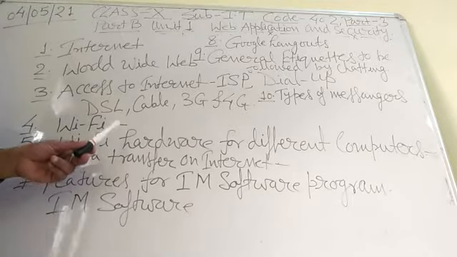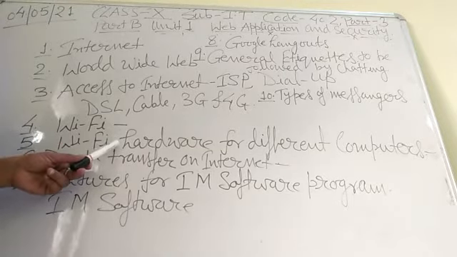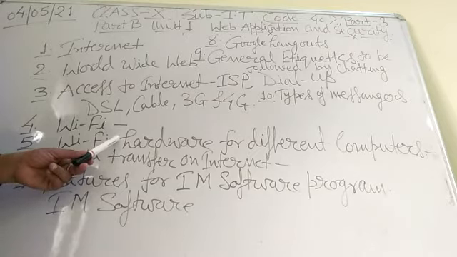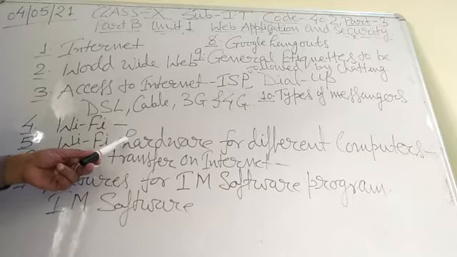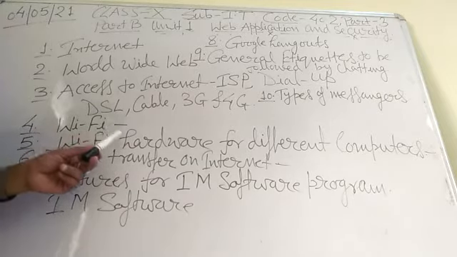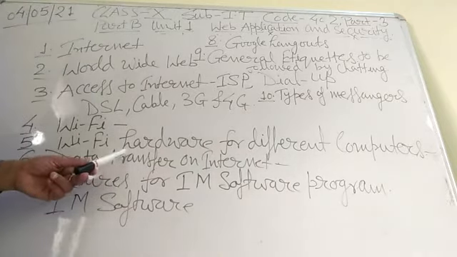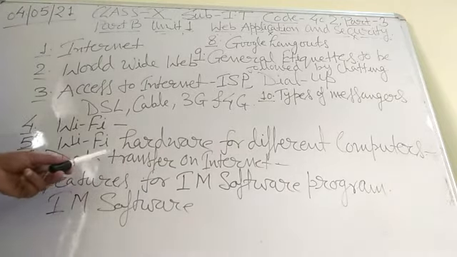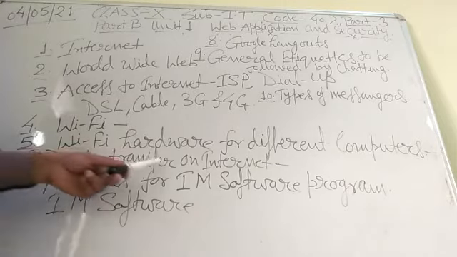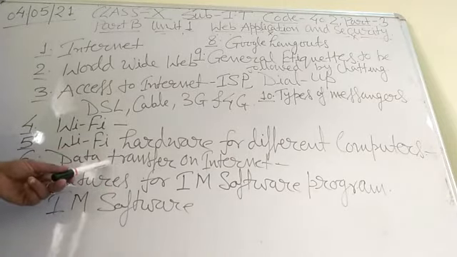Now I am going to repeat again. WiMAX stands for Worldwide Interoperability for Microwave Access. It is also wireless communication. Its range is more than Wi-Fi. This is known as WiMAX. Now, next I am going to discuss data transfer on the internet.